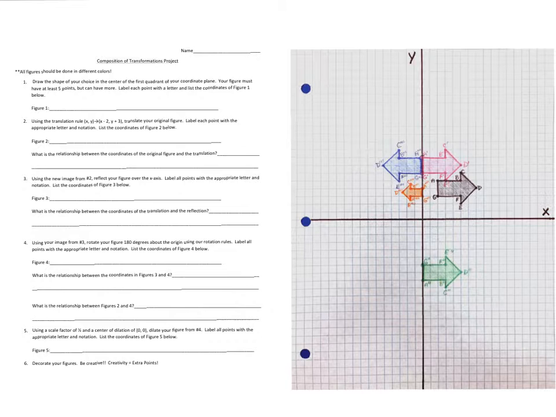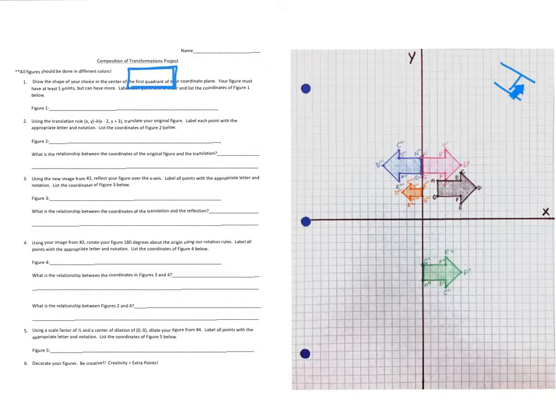So a couple things going through the instruction sheet that's on the left-hand side here, a couple things that we're going to talk about. First of all, it says, draw the shape of your choice in the center of the first quadrant. So one of the keys here is that your original shape has to be in the first quadrant. Now, our first quadrant is this quadrant up here in the top right-hand corner, sorry. So what you are going to do is create some design in this upper right-hand corner, this first quadrant here.